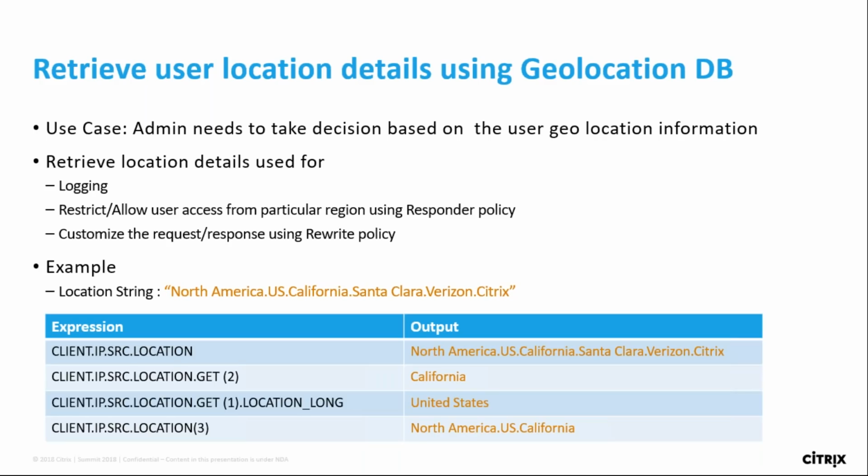In the example, you can see that I have taken one example of a location string: North America.us.california.Santa Clara.Arizona.Citrix. This is the one location string. Now, on this string, if you want to do some rewrite or responder operation on a substring, let's say on the California, in the second row of the table below, we have given the option how you can take the substring out of the entire string and do some operation.